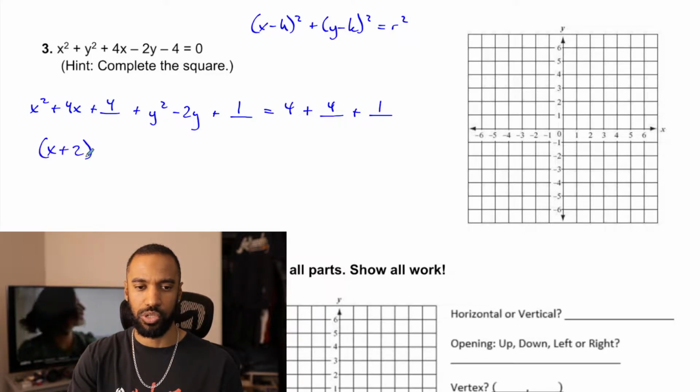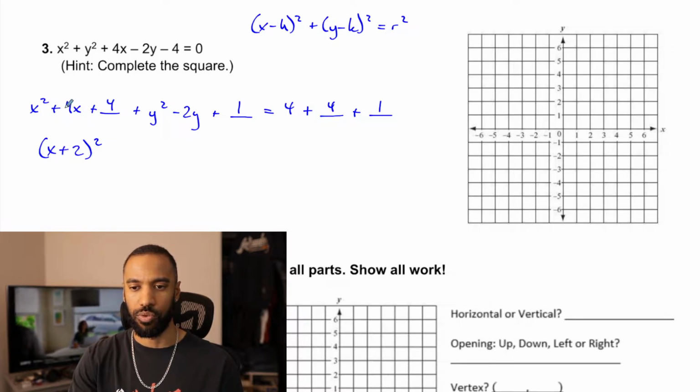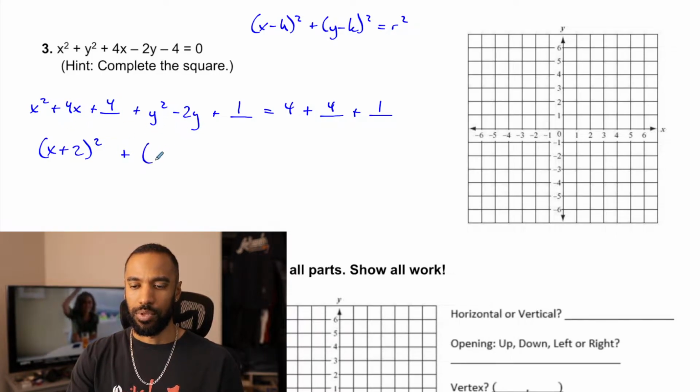This becomes x plus 2 quantity squared, right? 2 times 2 is 4, 2 plus 2 is 4. And we saw a version of this one.